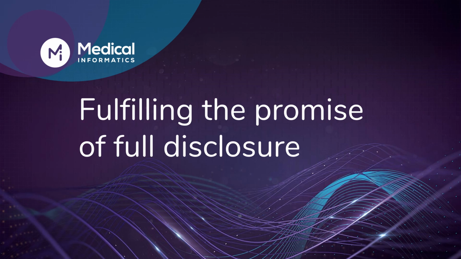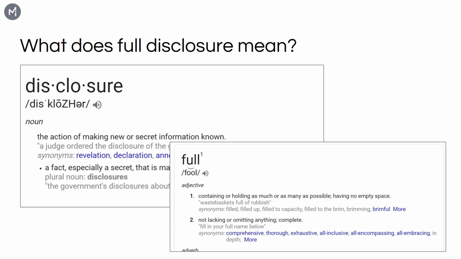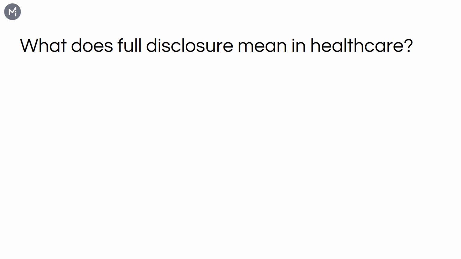Fulfilling the promise of full disclosure. The definition of full disclosure is the combination of two words. Together, the translation would be the action of making complete information known. However, in healthcare, the definition of full disclosure is limited.